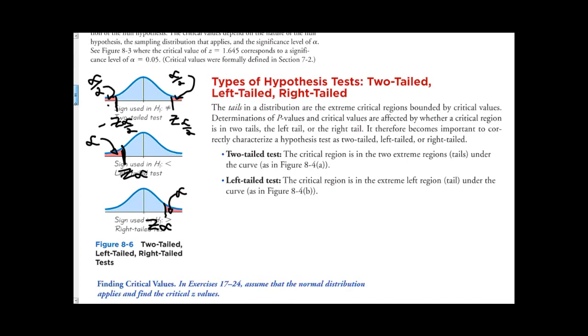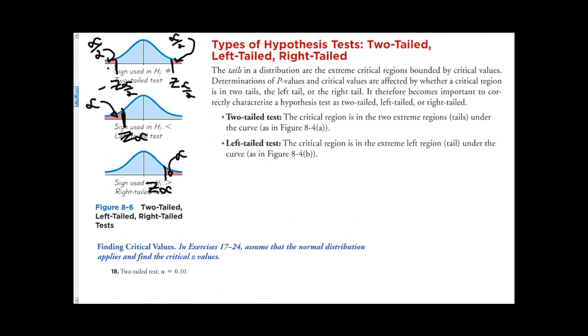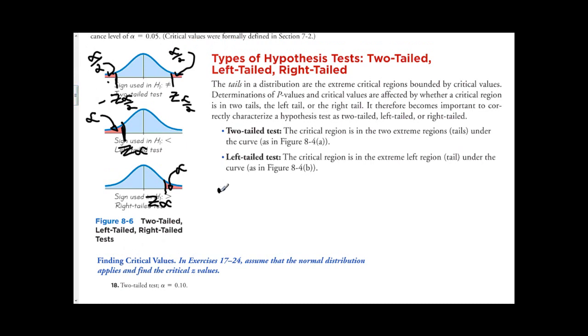And I guess we lost the graphic for the right tail test. But the right tail test would be another bullet, right tail test. The right tail test is the critical region on the extreme right. So a right tail just means the critical region is on the right. A left tail just means the critical region is on the left. Those are both one-tail tests. And a two-tail test means you have critical regions on both sides.